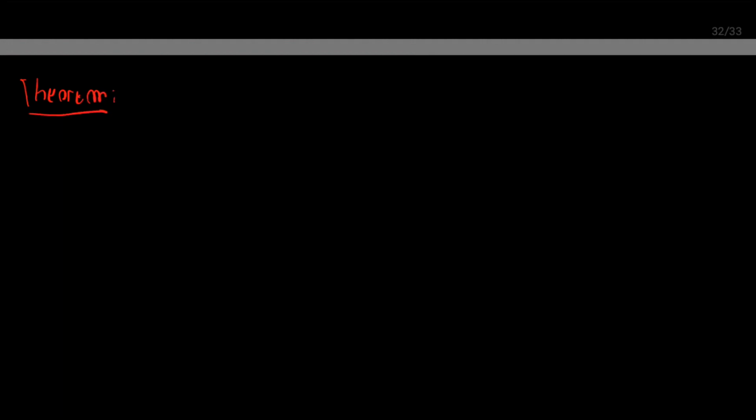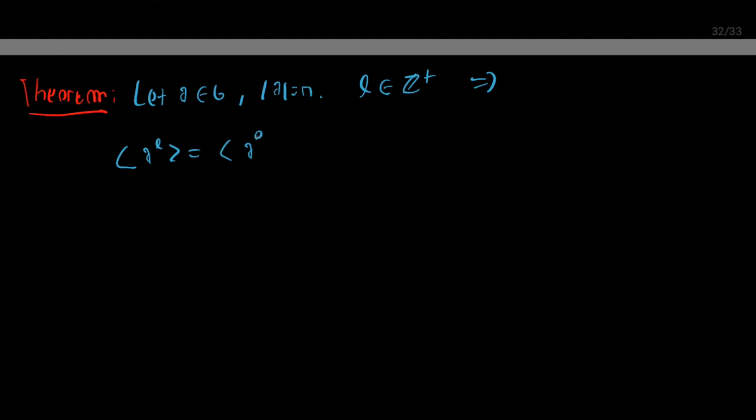So the theorem is the following. Let A be an element of a group as usual, and let its order be equal to n. Now let L be a positive integer. Then the cyclic subgroup generated by A to the L is equal to the cyclic subgroup generated by A to the GCD of L and n, and the order of A to the L is equal to n over the GCD of n and L. So let's prove this fact.